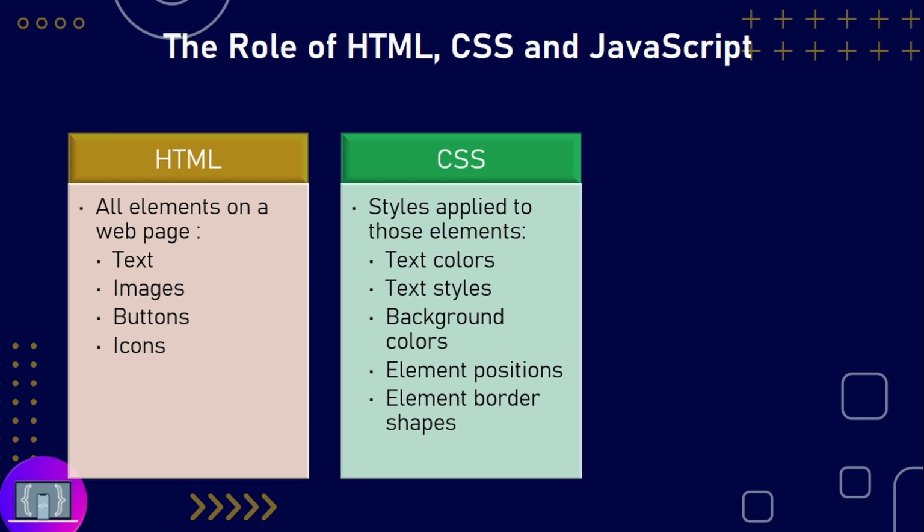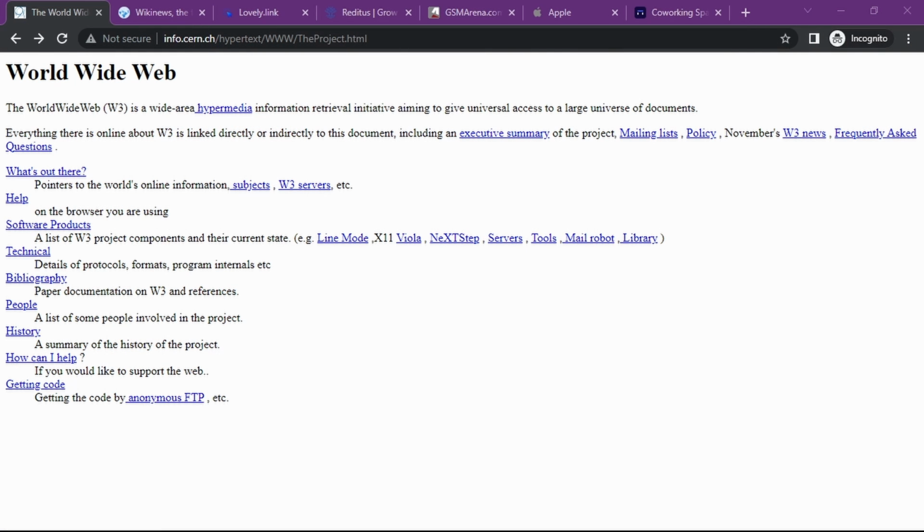The text colors, the text styles, the background colors, the element positions, the element border and shapes, all these are styles applied by CSS. So let's take a look at some websites and see how HTML and CSS function on these websites, the role they play on these websites.